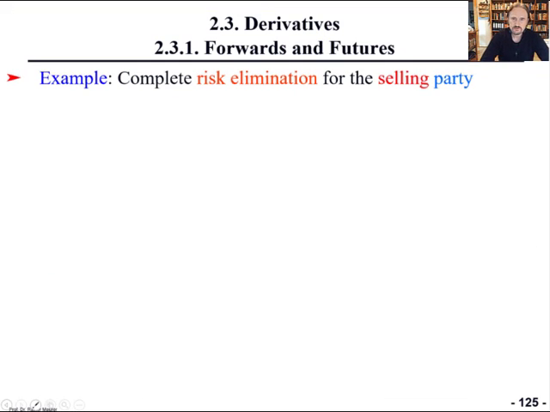Now, what can be done with such a forward contract? I would like to give two examples. Let's first consider an example where the forward contract is used as a perfect hedge. A portfolio of the underlying stock plus the forward contract would be such a perfect hedge.